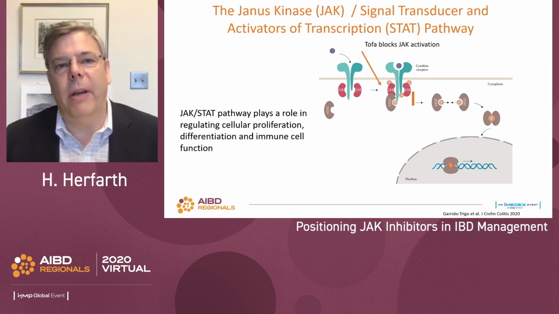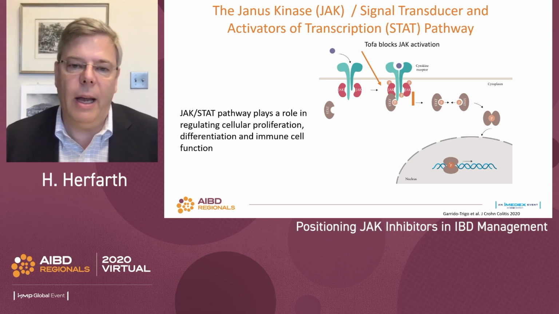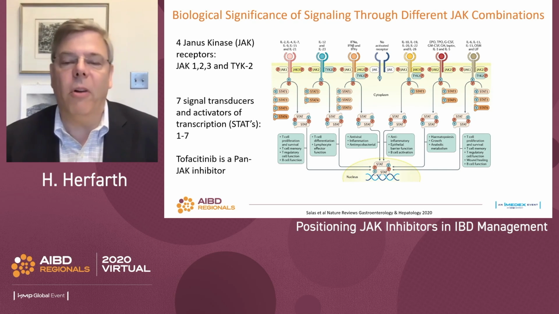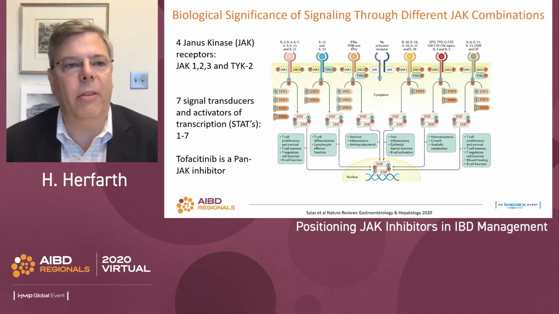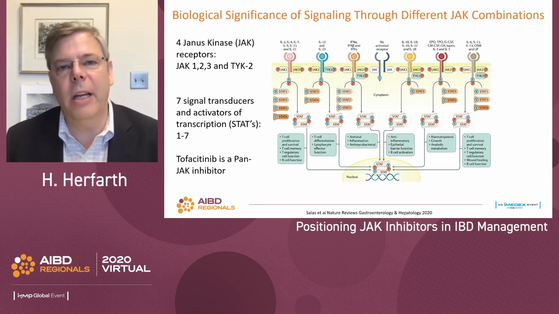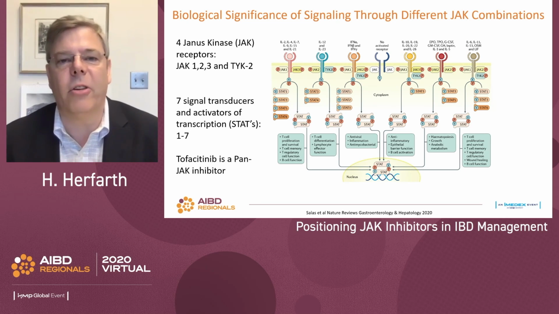If you block this pathway, for example, with tofacitinib, it blocks the phosphorylation of JAK, and thus it blocks the activation of the STAT pathway, and the inflammation will not take place. Here you see a little bit more the complex features of this JAK-STAT pathway. In total, we have 4 known JAK receptors, JAK1, 2, 3, and TYK2, and we have 7 STATs, 1 to 7, and they play together and they have different functions, as you see on the right chart. Tofacitinib is a pan-JAK inhibitor, so it inhibits all of the receptors above, all the JAK activation.